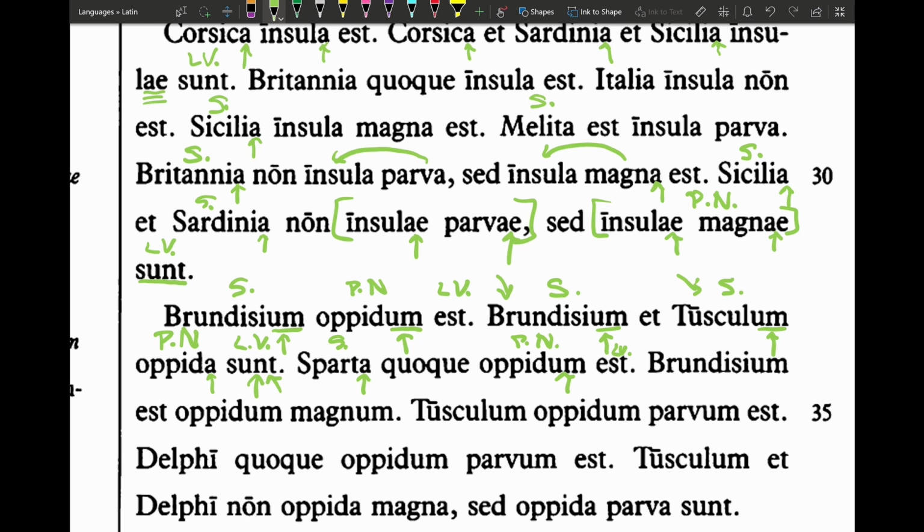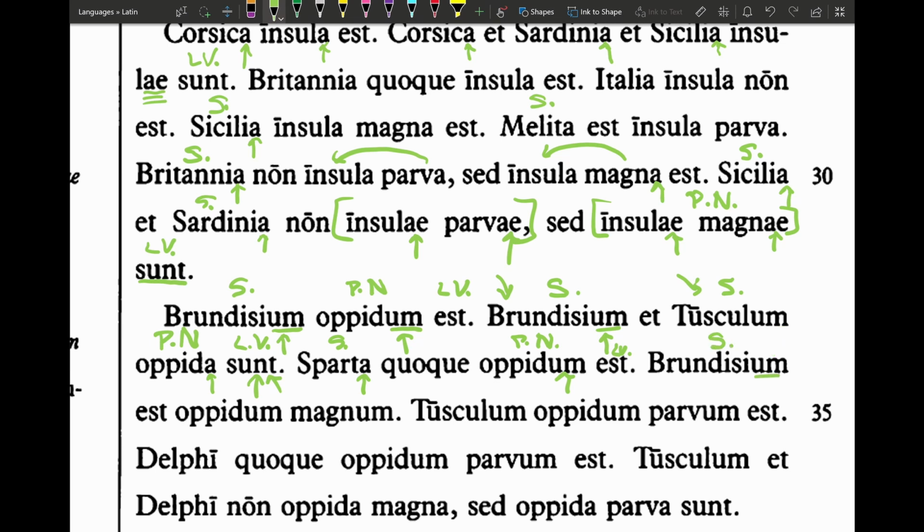Brundisium et Tusculum oppida sunt. We have two subjects. Now our predicate nominative is plural, oppida. And then sunt, our linking verb, has to be plural as well. Notice the alternation that's going on back and forth. Okay? Let's look at the next line. Brundisium est oppidum magnum. Okay, we have one subject in this sentence.